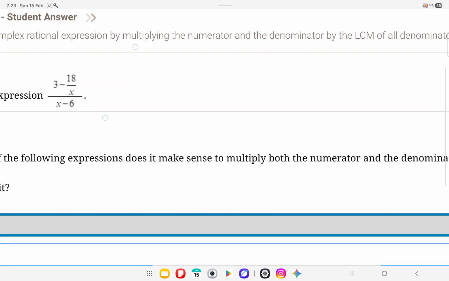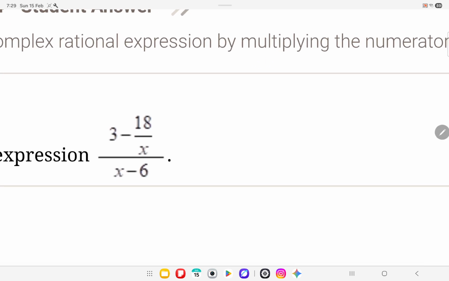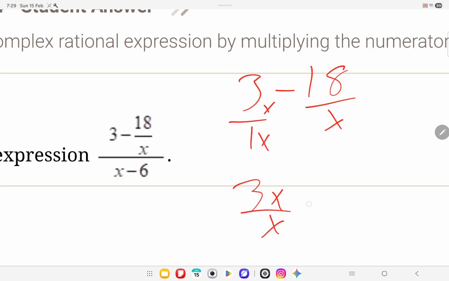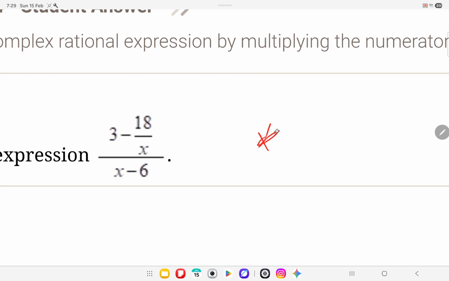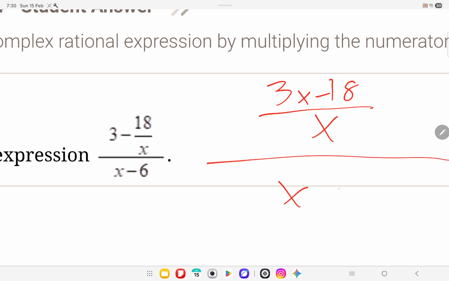Here, how do we do this? It's just 3 minus 18 over x. First we have to do this, so it's 3 over 1. How do we make 1 into x? We just do times x over x. So it'll be 3x over x minus 18 over x. Just write that all together. It'll be 3x minus 18 all over x. Then all of this over x minus 6 over 1.